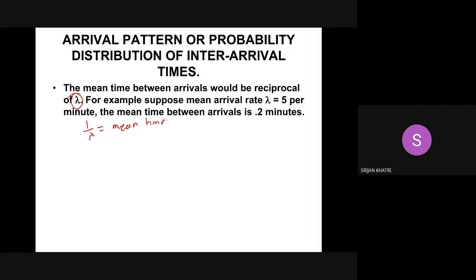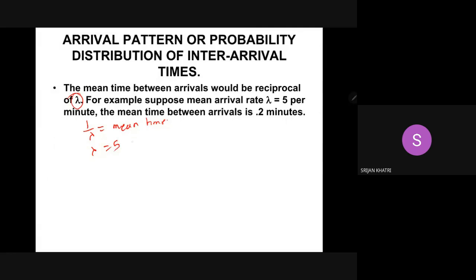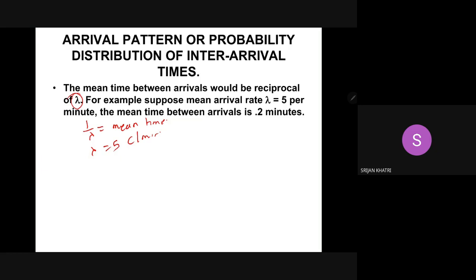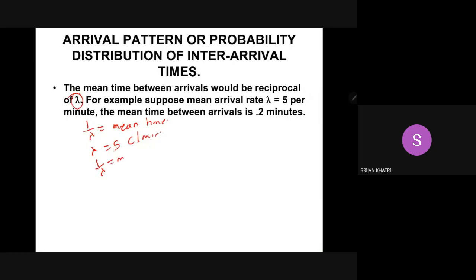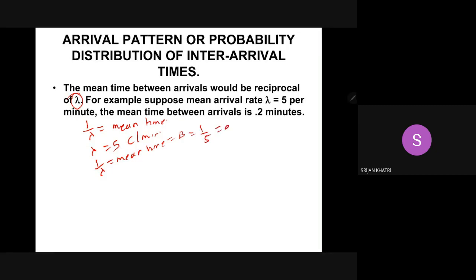For example, suppose the mean arrival rate is 5 customers per minute, right? If 5 customers per minute is given to you, it means the mean time between arrivals will be 0.2, that is 1 upon 5. So 1 upon lambda is the mean time. In general, we denote it by beta. It will become 1 upon 5, that is 0.2 minutes. So that is the average time.